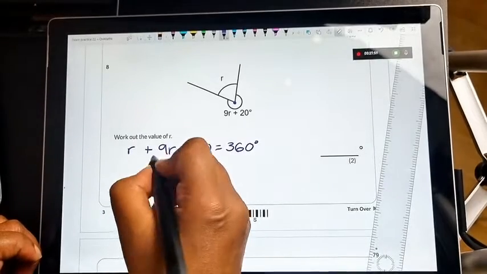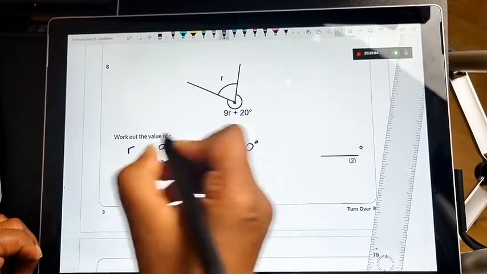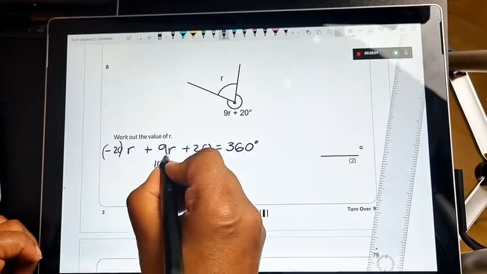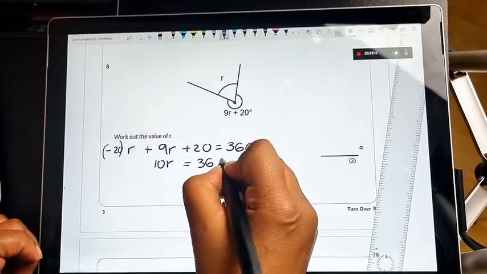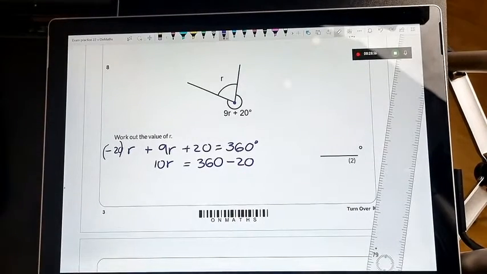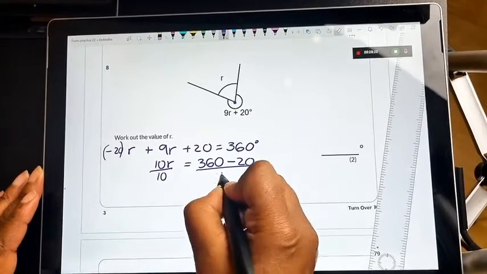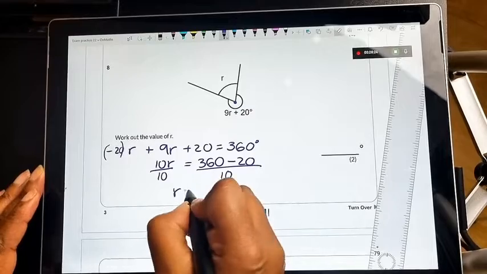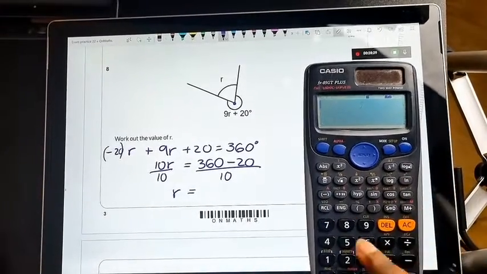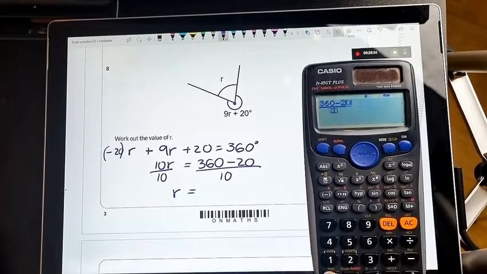So we have 10R is equal to 360. And we're going to take away 20 from both sides, okay? We simplified. 1R plus 9R is 10R is equal to 360 minus 20 degrees. That's what we're doing here. And then you need to divide both sides by 10. So I do this straight away because we want to save time in an exam. So R is equal to, again, grab your calculator, guys. We're doing this in one step. Fraction 360 minus 20 over 10.